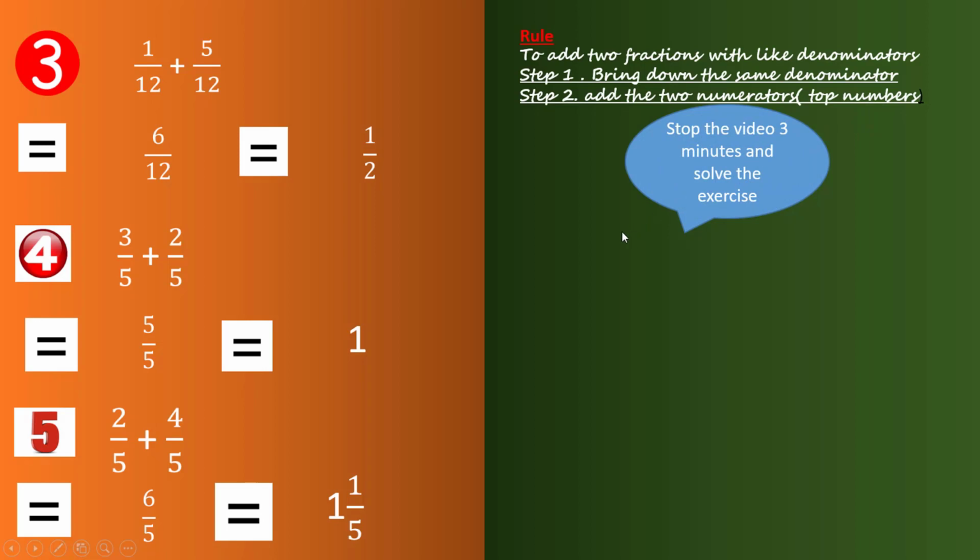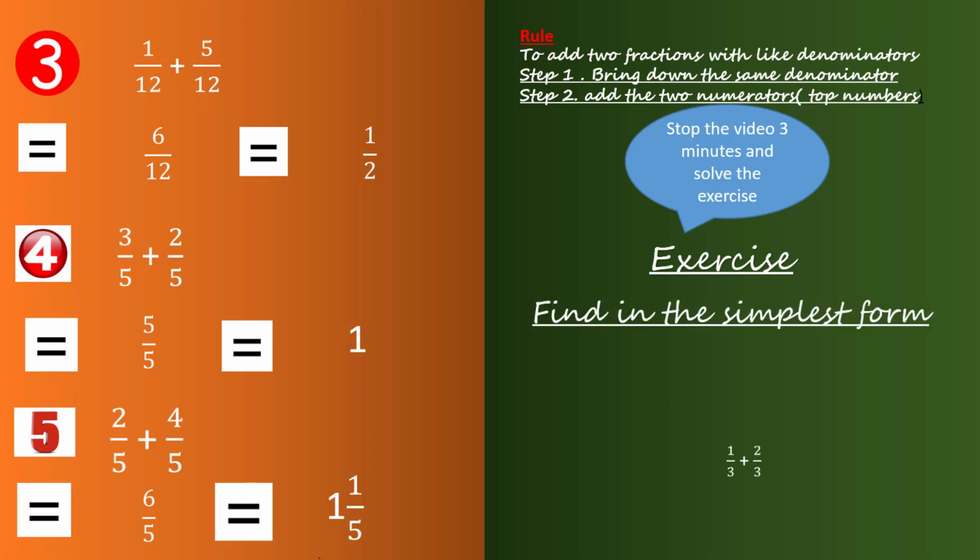Stop the video 3 minutes to solve this exercise. Exercise, find in the simplest form. 1 over 3 plus 2 over 3 equals what? 1 over 5 plus 3 over 5 equals what? 5 over 7 plus 4 over 7 equals what? And 5 over 11 plus 4 over 11 equals what?